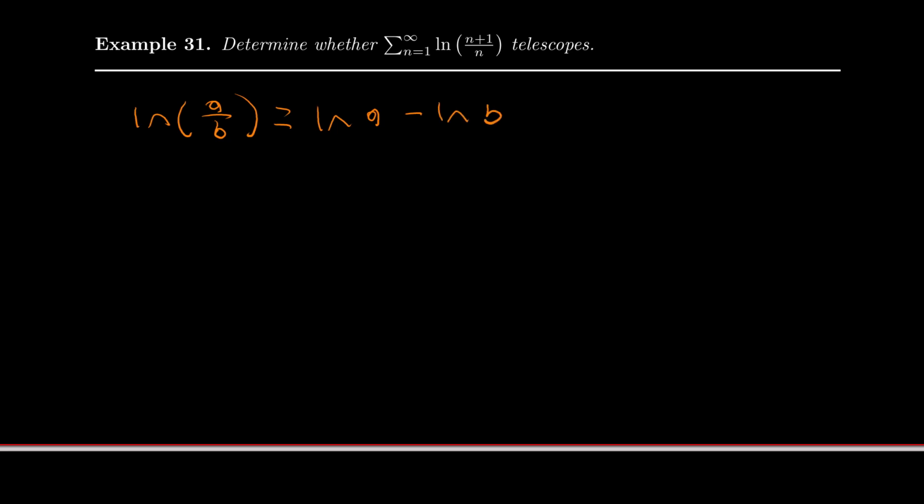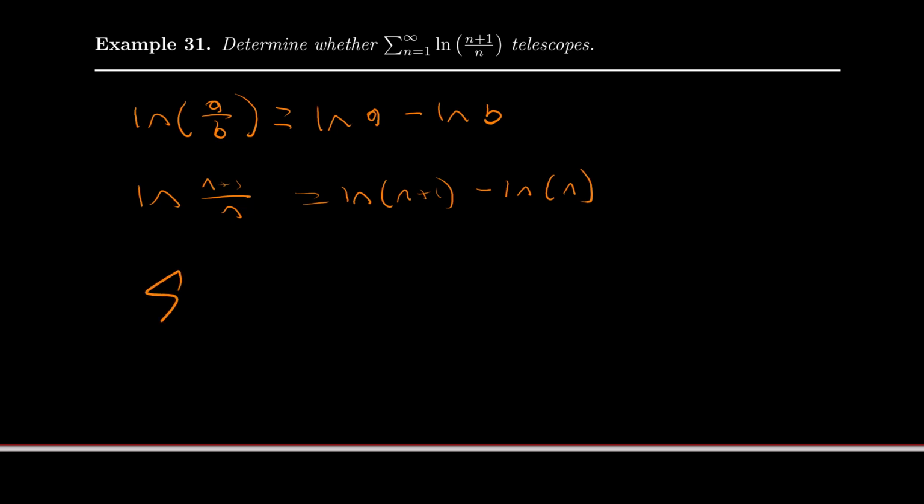Well, then the natural log of n plus 1 over n is equal to the natural log of n plus 1 minus the natural log of n. So if you do this series, it's going to collapse. It will telescope just fine. If you don't believe me, write the thing out.